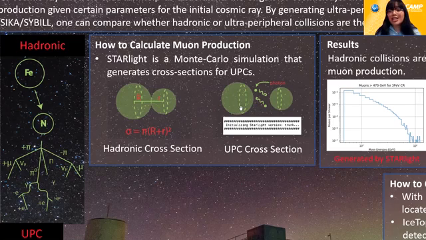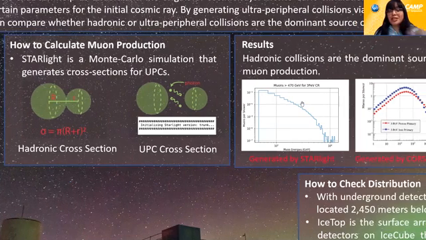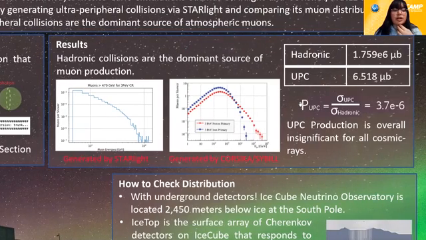Now, the reason why we want cross-sections is you can essentially think about it as two targets. If you have two targets and one is bigger than the other, you're most likely to get a bullseye from the bigger one versus the smaller one. So similarly, we want to see which of these two collisions have the bigger cross-section. And the one with the biggest cross-section is the one that's most probable to occur in the atmosphere and ultimately be the dominant source of muons.